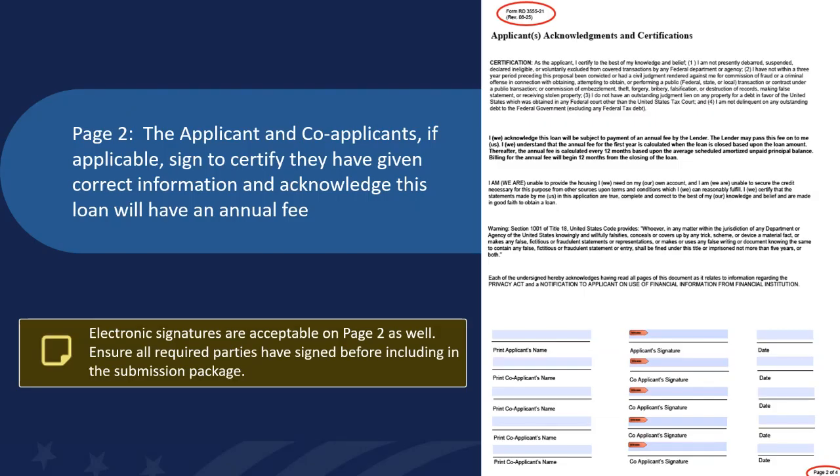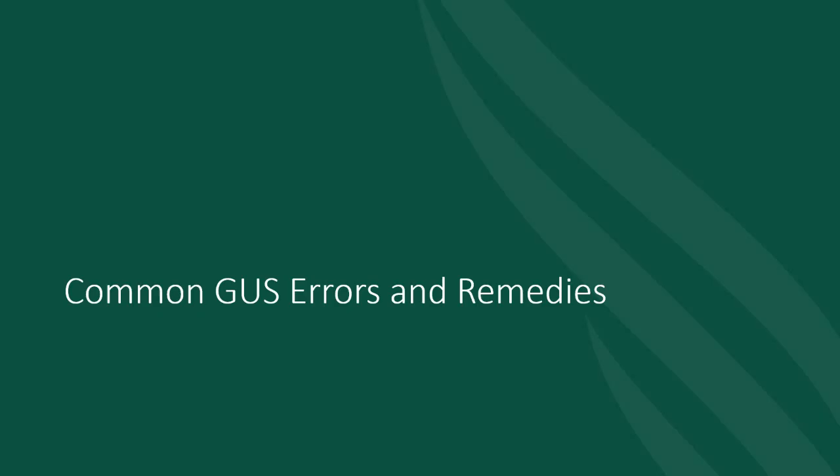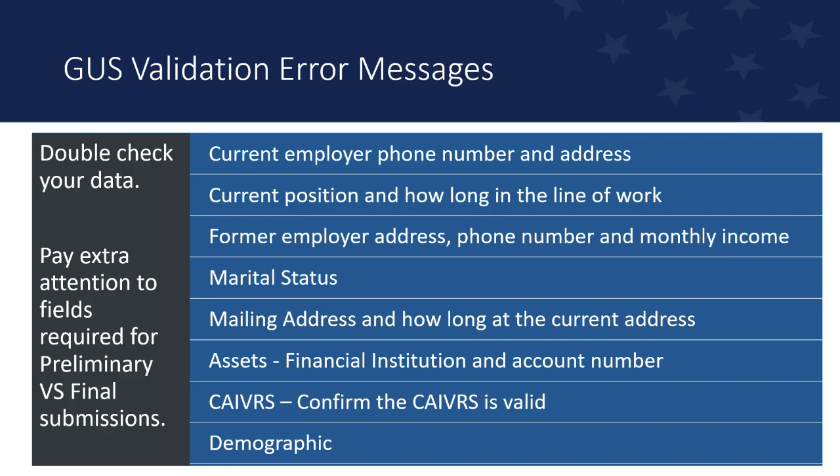Okay, before we get into some of the common errors, I do want to point out that in addition to the GUS Lender User Guide, we also have a GUS File Import Guide, which is another great tool as you start learning to navigate GUS. Additionally, our GUS Help Desk is always available through email or our toll-free number and can offer great support if you need it. Some common things that would cause a validation error are listed on this slide.